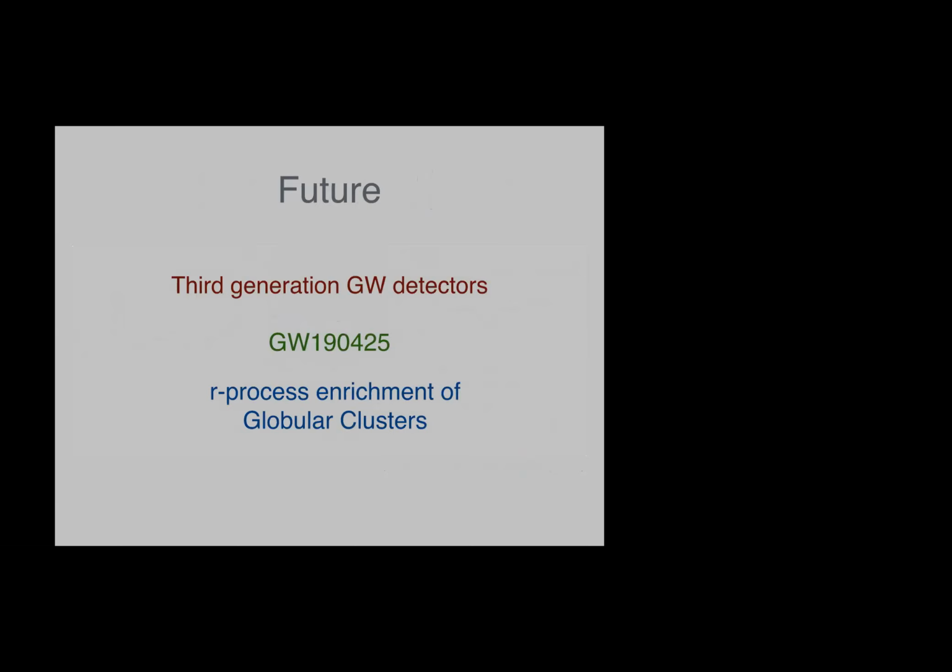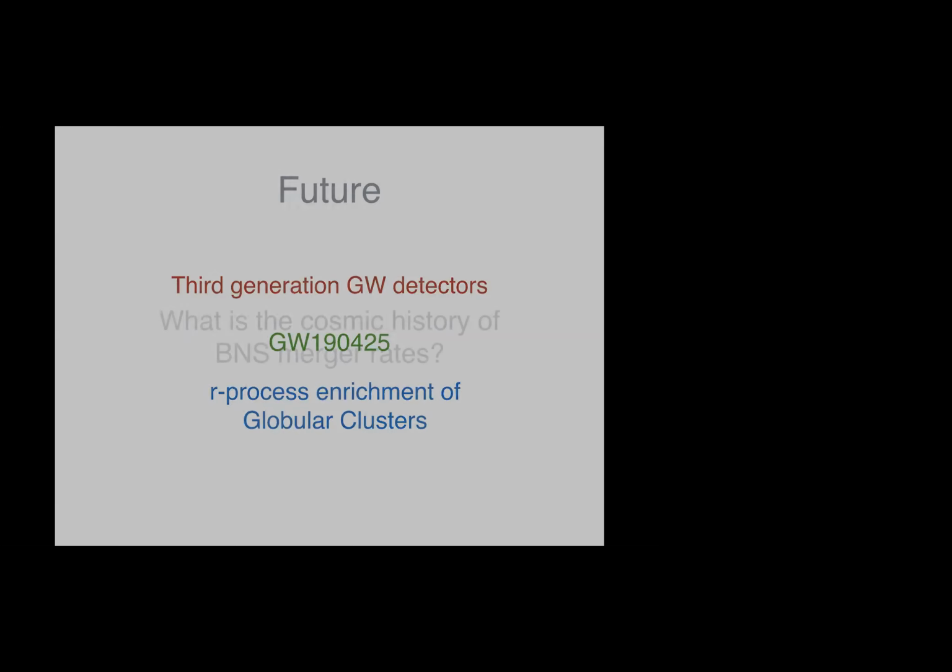So this was one approach. What are we going to do next? The future directions come from, I believe, three different approaches. First, we need to lay out the science for the third generation gravitational wave detectors. We are already learning from LIGO with strange events such as GW190425, which is a massive binary neutron star. And there are still puzzles in r-process enriched systems such as globular clusters. I will touch upon these topics.